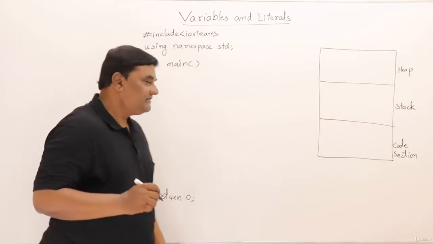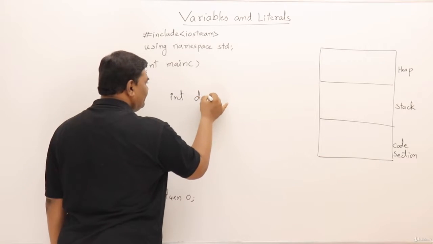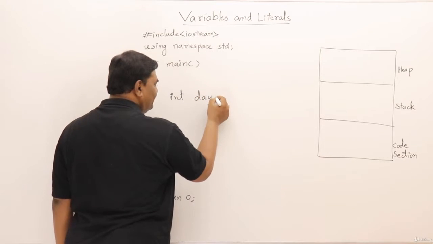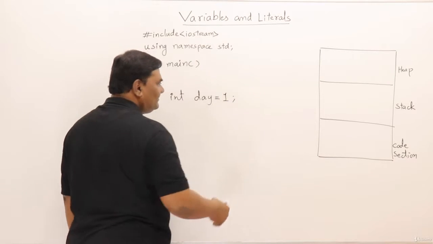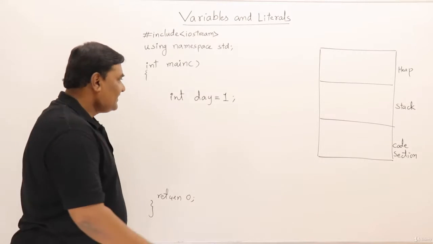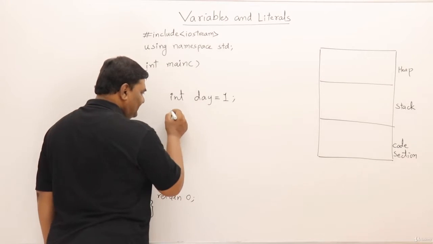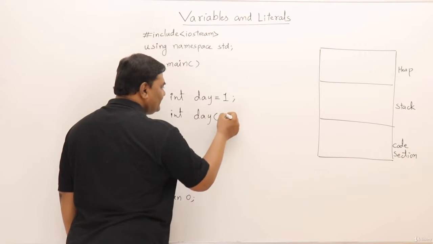What are the ways? I am declaring a variable to store day number. See, what is the day of a week? Suppose it is the first day of a week, 1. This is one method of assigning. And the same thing, I will write once again. I can assign it like this also.